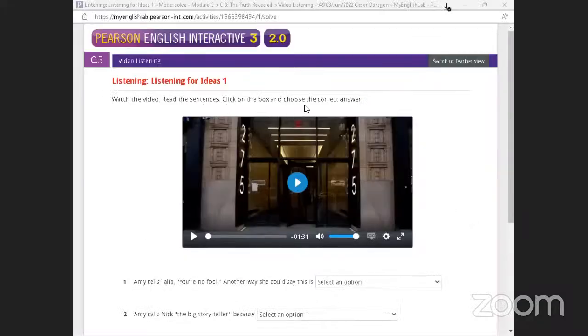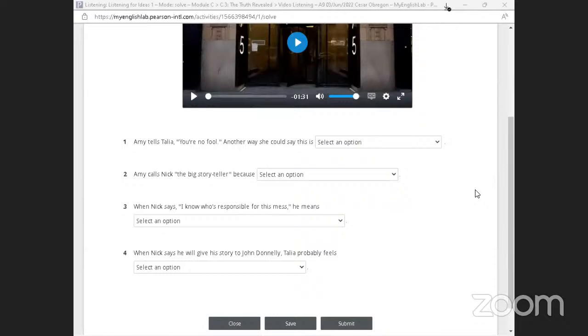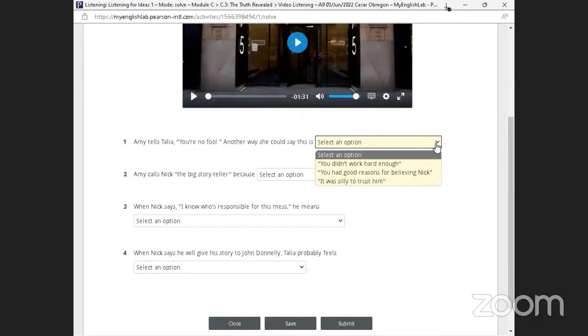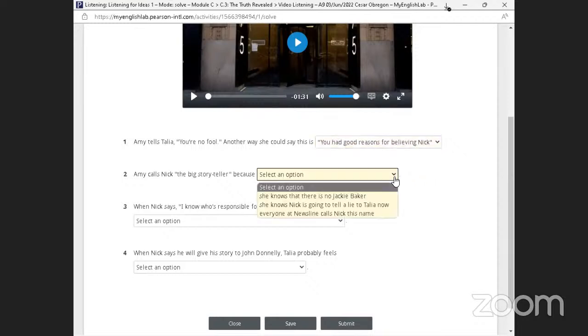So read the sentences, click on the box and choose the correct answer. Let's see, number 1. Okay, let's do it. Amy tells Talia, you are no fool. Another way she could say this is: you had good reasons for believing Nick. Okay, number 2. Amy calls Nick the big storyteller because she knows Nick is going to tell a lie to Talia now.